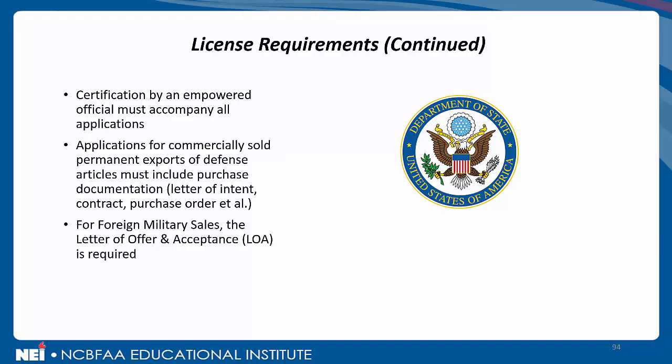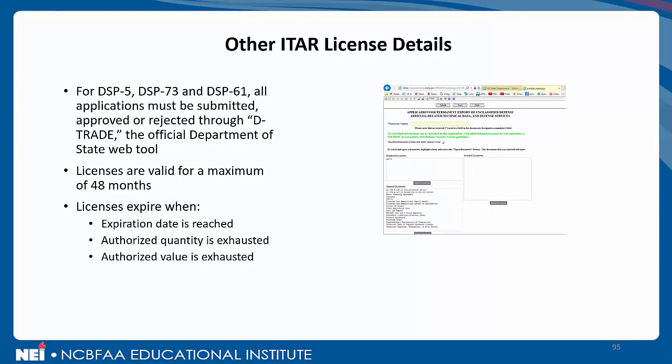In the case of foreign military sales, as we see in our last bullet point, you have to include what is referred to as the letter of offer and acceptance. Remember, FMS, foreign military sales, is a government-to-government transaction. There has to be a letter of offer and acceptance as part of the overall agreement. Some other ITAR license details.